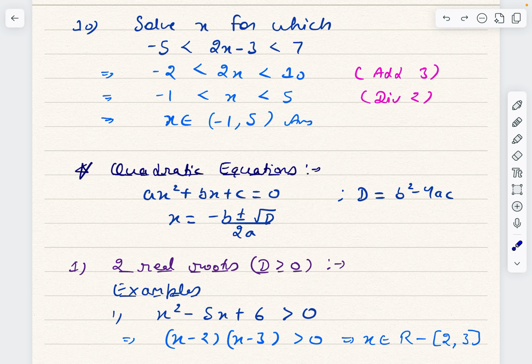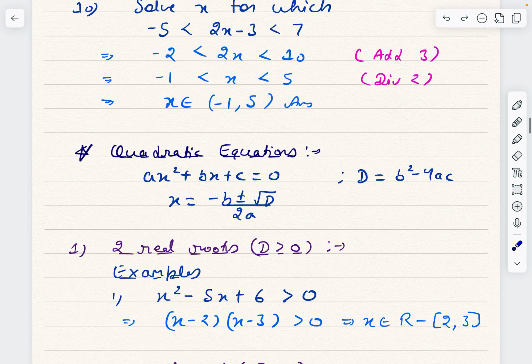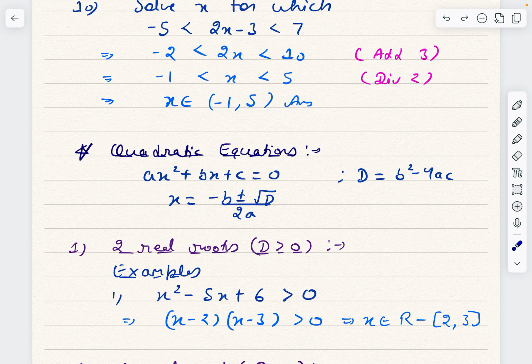So what are quadratic equations? The equation of the form ax square plus bx plus c. D is the discriminant, b square minus 4ac. And how do you find the roots? Minus b plus minus root D by 2a. All of you know this. Now, there are three scenarios. First is when D is positive, then we have two real roots.